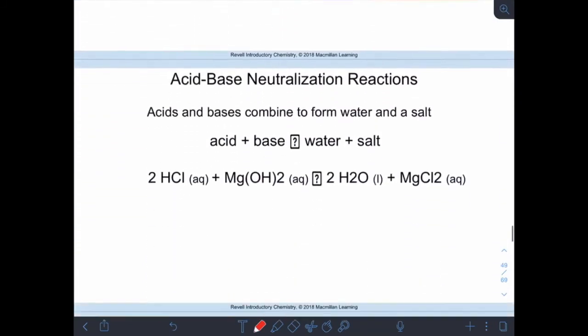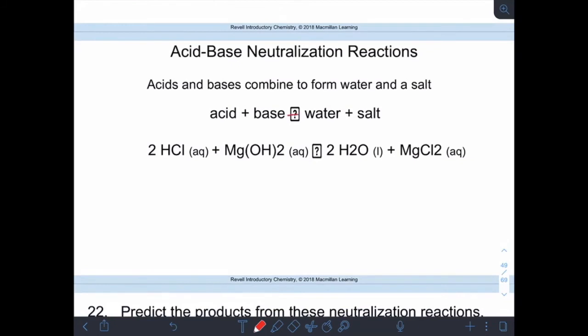Okay. Now acid-base neutralizations, and again this should be an arrow. All right, so acid plus base always makes a water and a salt. Now remember that a salt is a generic term for an ionic compound. So any ionic compound, you can also refer to it as a salt. So magnesium chloride in this example has a metal and a nonmetal, so it's ionic, and we refer to it as a salt.